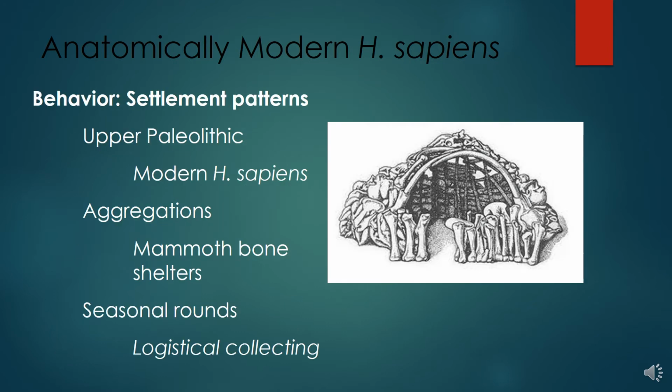When we look at the Upper Paleolithic and modern Homo sapiens, we see new evidence for purposely built structures, such as the one depicted here made out of mammoth bones. We also start to see evidence of seasonal rounds and logistical collecting. So people were moving across the landscape in order to take advantage of different resources.